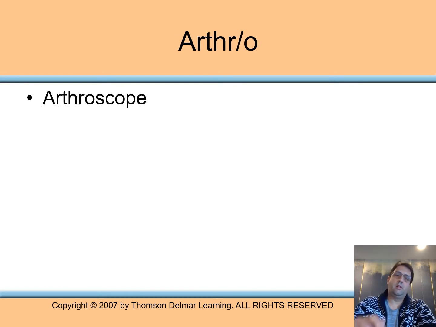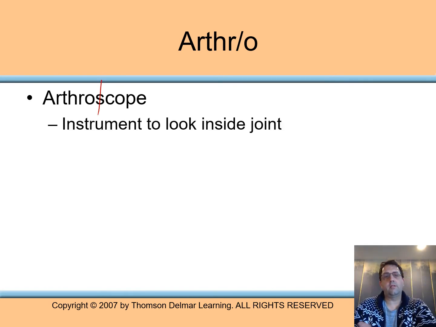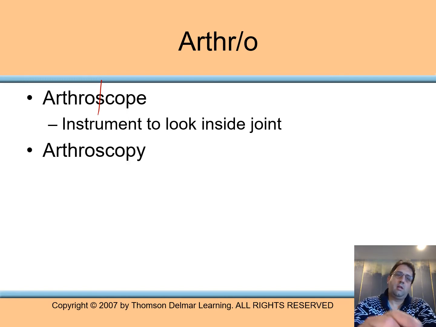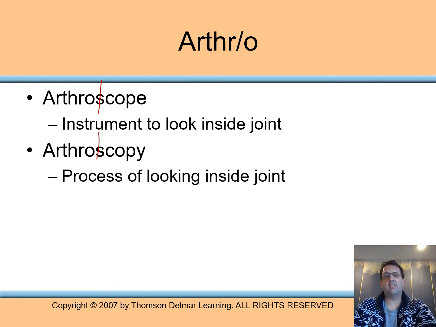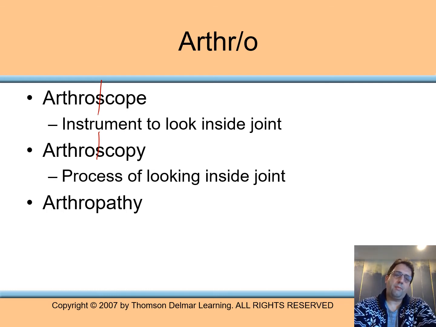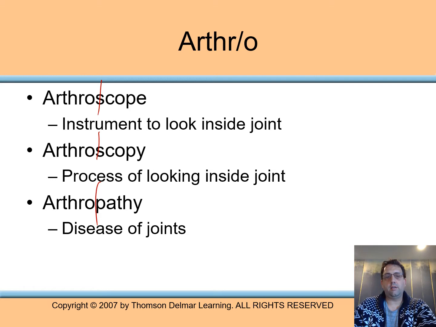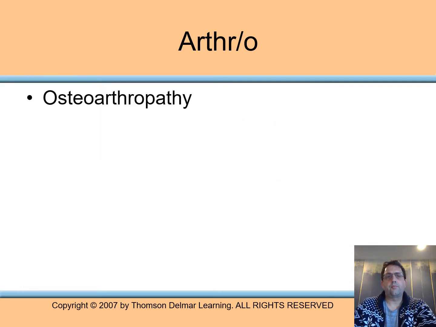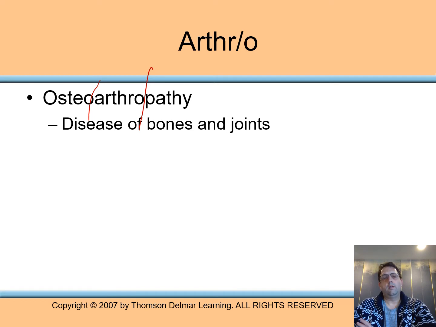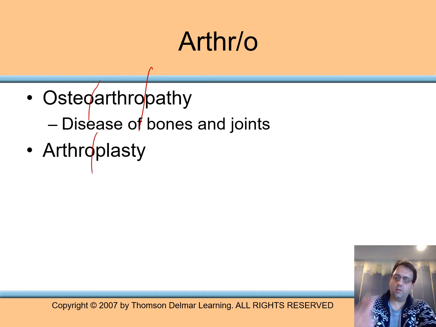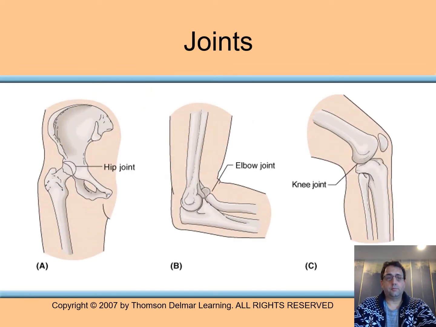Arthro refers to joint. So an arthroscope, remember a scope is an instrument, so this is an instrument we use to look inside a joint. The process of using that instrument to look inside a joint is called arthroscopy. Easy for me to say. An arthropathy is a disease of a joint. Things like arthritis would be arthropathy. Osteoarthropathy now is a disease of both the joint and the bone. Arthroplasty, plasty being surgical repair. This is surgical repair of a joint. The joints include things like the hips, the elbows, the knees, but they also include the sutures in the skull where the bones are fused together.